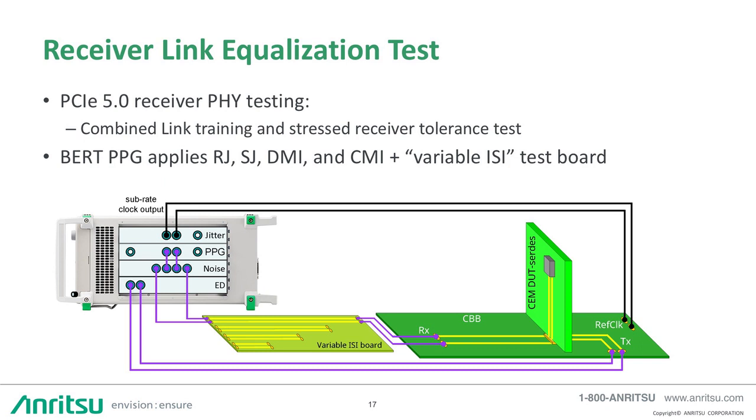Notice that the BERT pattern generator applies jitter to the signal through the reference clock. The DUT transmitter output is then sent to the BERT error detector, which both measures the bit error rate and plays the role of reference receiver for link training.